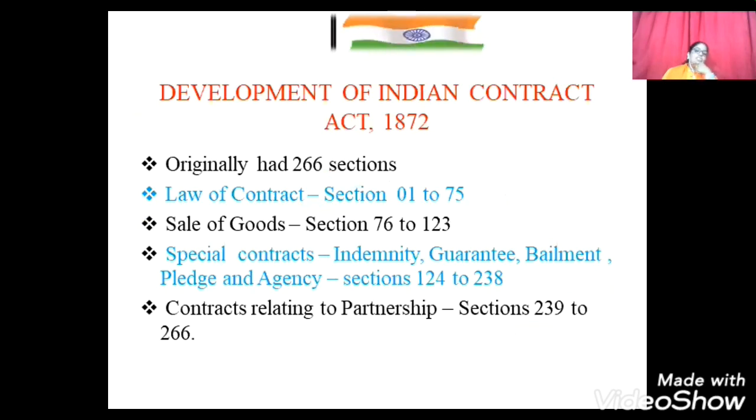Right. Development of the Indian Contract Act 1872. Dear viewers, originally this Contract Act has 266 sections. Law of Contract starts from section 1 to section 75. The Sale of Goods Act is from section 76 to 123. In special contracts we will be studying indemnity, guarantee, bailment, pledge, agency, etc., from section 124 to 238. I'll be explaining each and every word when the concept comes. Contracts relating to partnership we will be learning under section 239 to 266.